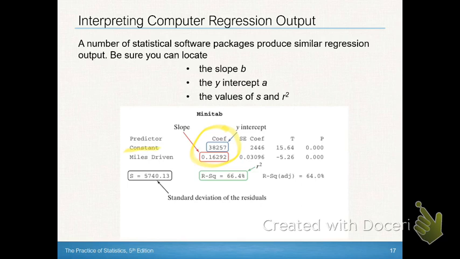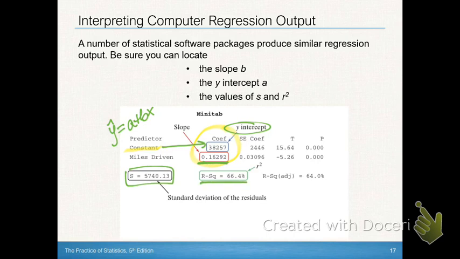Know that constant, in terms of your y hat equals a plus bx, is that a value. Your constant doesn't have the x next to it, versus the coefficient that is for your miles driven. So I remember whichever one says constant, that's the one that is my y-intercept. That helps me with that. Your s is over here. That's your standard deviation of the residuals. Remember, your slope is your other coefficient.